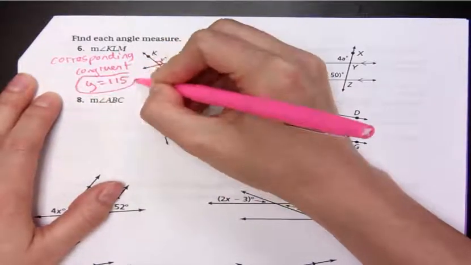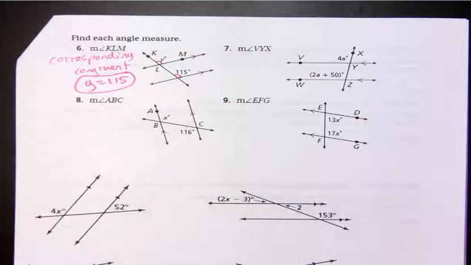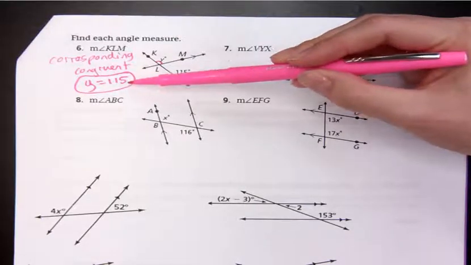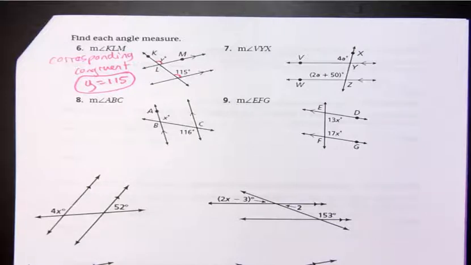That's all we know. And you guys groaned over that? This one just said find the angle measure, so if it just asked you to find it, you could just recognize 115. A lot of problems ask you to label and then find it.